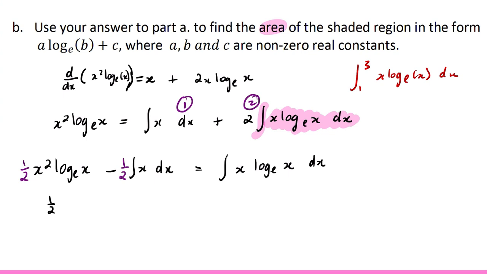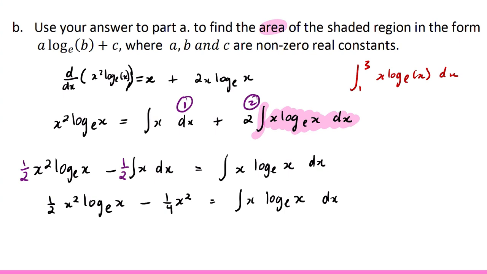Now, before I go in and put my boundaries, I'm just going to antiderive this. So antideriving x, I get x squared on 2. And of course, I've already got a half there on the outside, so that becomes 1/4. So that'll be minus 1/4 x squared. And that will be the integral of x log e x dx.